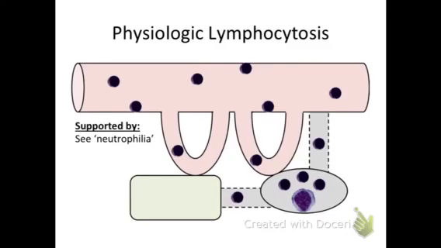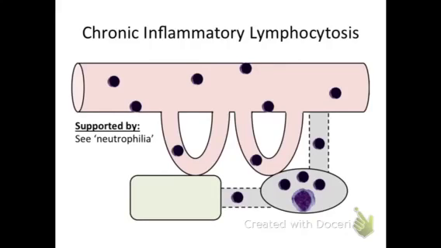Similar to physiologic neutrophilia and physiologic lymphocytosis, epinephrine causes an increased blood flow. This increased blood flow physically washes the marginal lymphocytes into the circulating pool. And since the circulating lymphocytes are the ones that are sampled during a blood draw, the lymphocyte concentration on a CBC is increased.